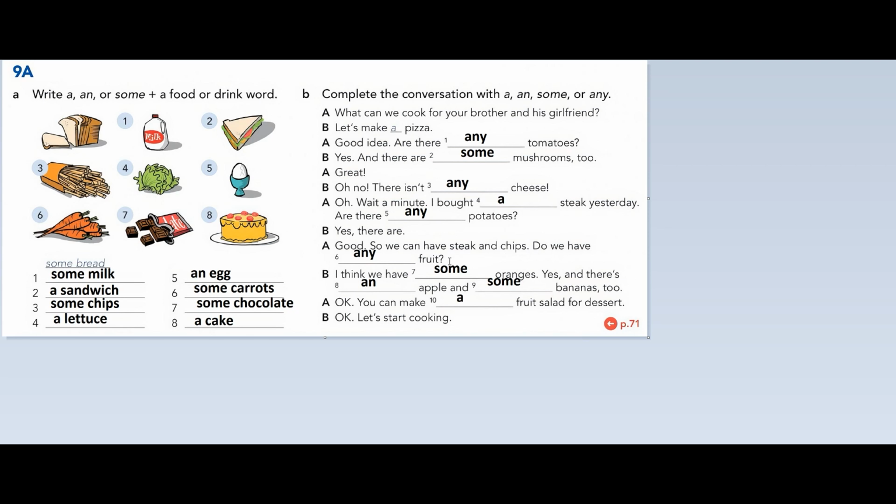У нас есть какие-нибудь фрукты? Я думаю, у нас есть немного апельсинов. Да, и еще одно яблоко и немного бананов тоже. Хорошо. Ты можешь сделать фруктовый салат на десерт. Окей, тогда давай начнем готовить. Вот такая вот история. Можем идти дальше.